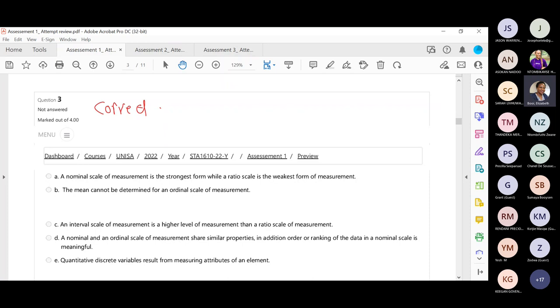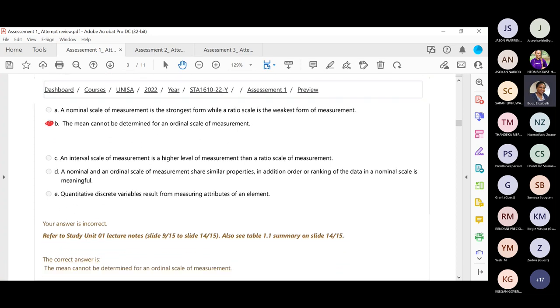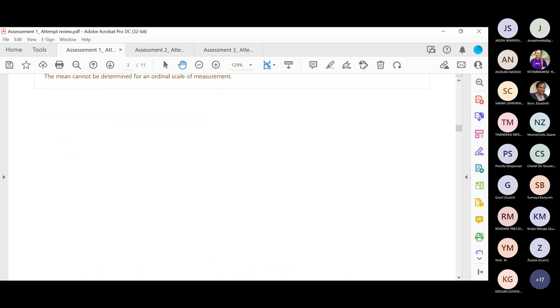Which one of these statements is correct? E. B, indeed, because you cannot calculate the mean of an ordinal scale. An ordinal scale is like strongly disagree, disagree, not applicable, agree, and strongly agree, something like that. So it will be on a scale from 1 to 5. So you cannot calculate the mean of categorical data as well. So B will be the correct statement.